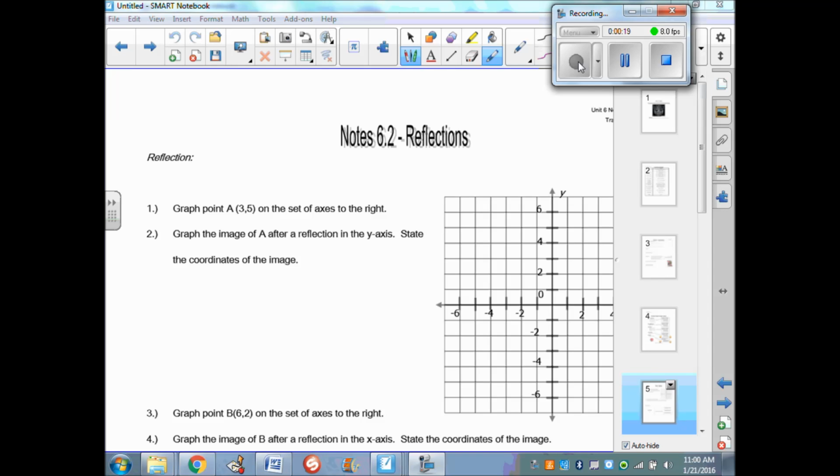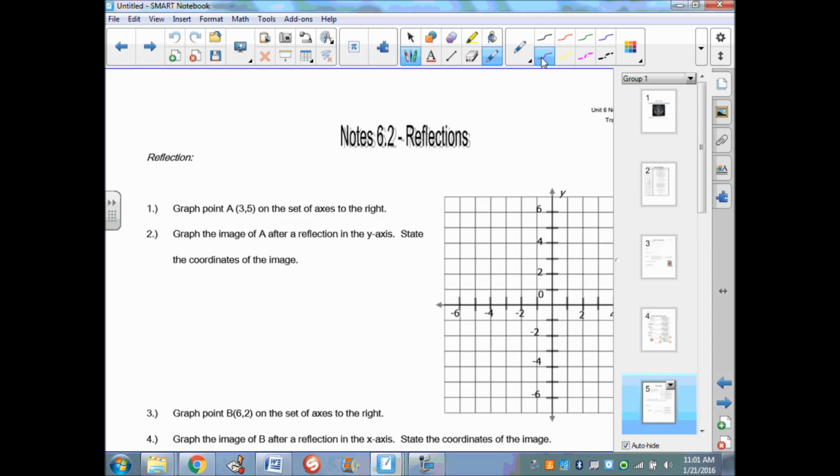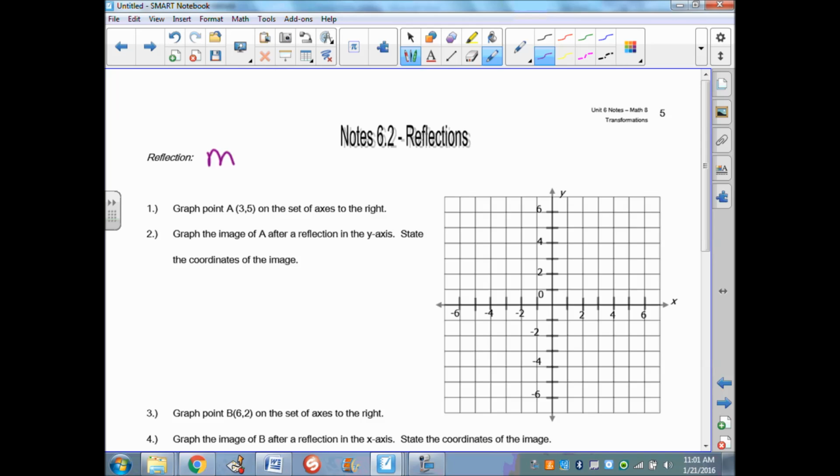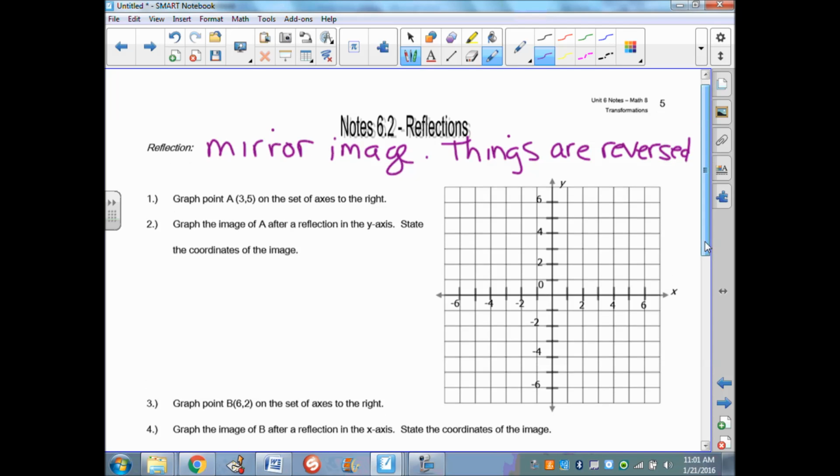So what exactly is a reflection? A reflection is probably what you're thinking. Reflection is what you see in the mirror every morning. It's a mirror image. And what happens when you look in the mirror? Things are reversed. So let's play around with that idea with some points on our graph.